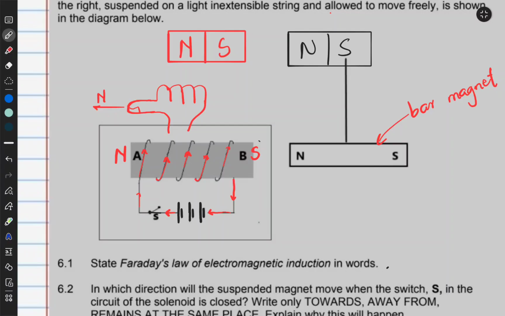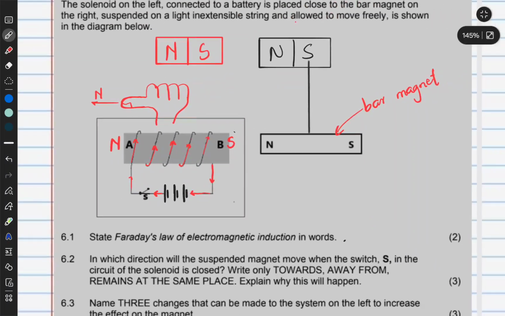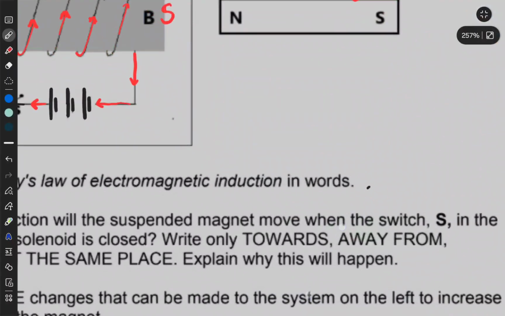So since these are unlike poles, there will be attraction. The bar magnet will be attracted to the solenoid because the bar magnet is allowed to move freely. So we can assume that it's the one that will move towards the solenoid. So we can say our answer here is towards.